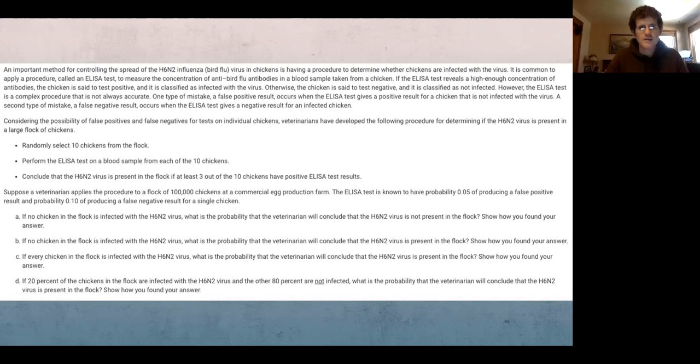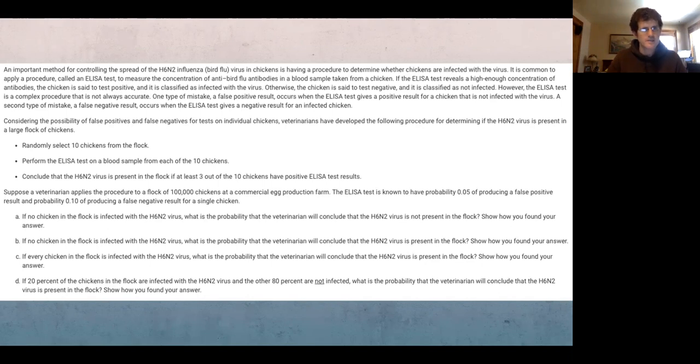One type of mistake, and we'll see the probabilities down below, is the false positive, which is when you get a positive result for a chicken that is not infected. A false negative is when you get a negative result for an infected chicken. So that's important, and it does explain it in the prompt. One thing I'm going to say about FRQs is they do give you a lot of information, so I would read everything. And we've already seen sometimes I fail to read, so I'm trying to do better about that.